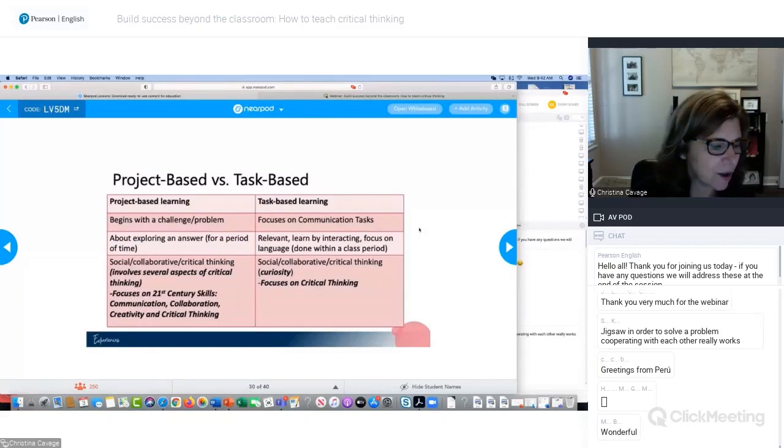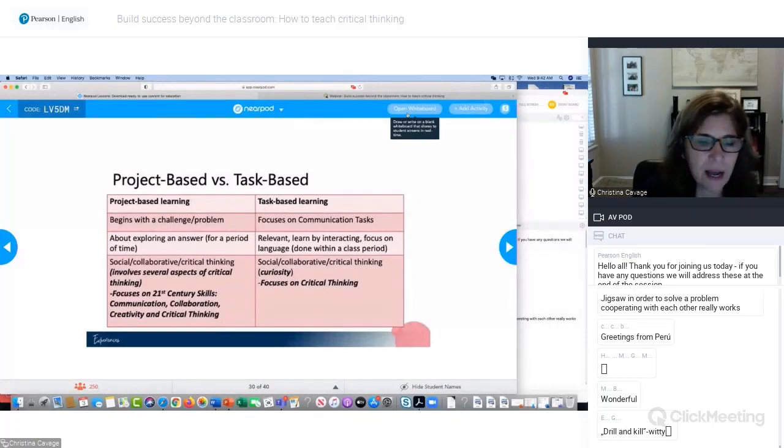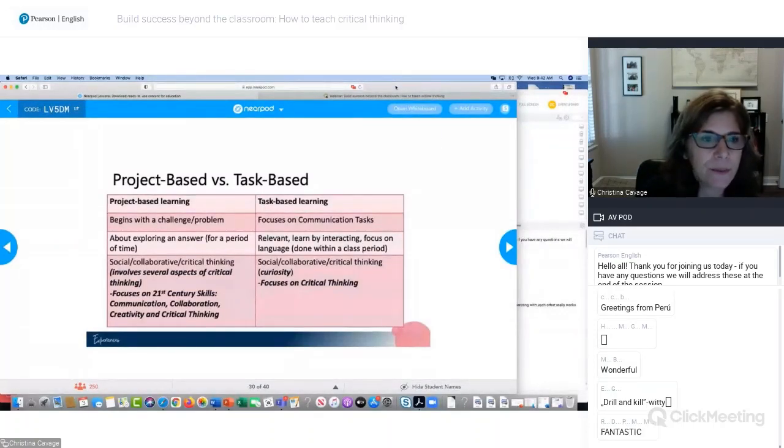So project-based often begins with a challenge or a problem. Okay, and it's about exploring for an answer. And it happens over a period of time. It's social, collaborative, critical thinking. So it involves several aspects of critical thinking and really focuses on those 21st century skills of communication, collaboration, creativity, and critical thinking. Task-based focuses on our communication skills.